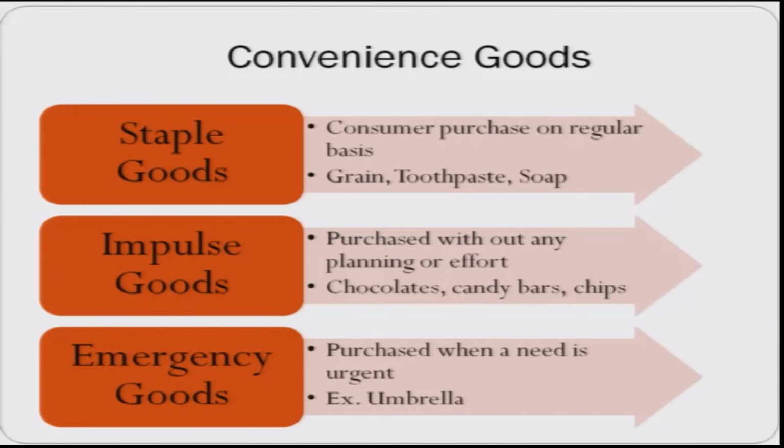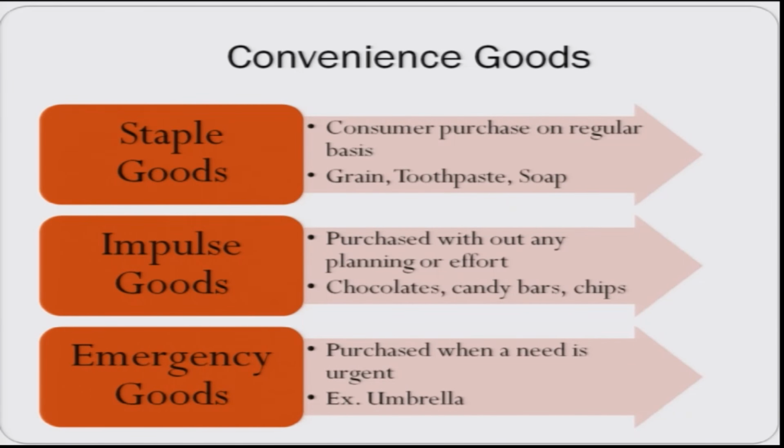So, this convenience good has basically 3 different classes, or you can say 3 types, that is staple goods. As the name suggests, these are the goods which are purchased on a regular basis like grain, toothpaste, soap. As you can understand, the customer purchases them on a regular basis, and some of these consumable items are purchased on a daily basis in a family.